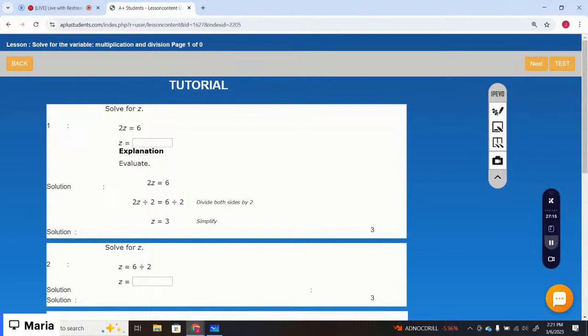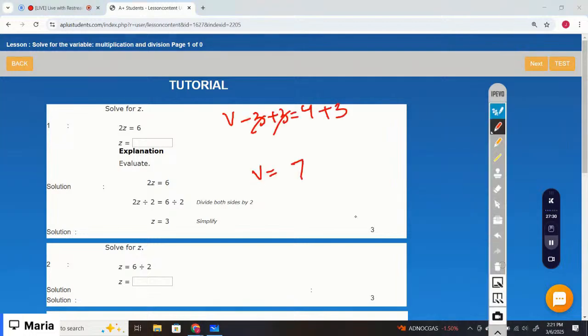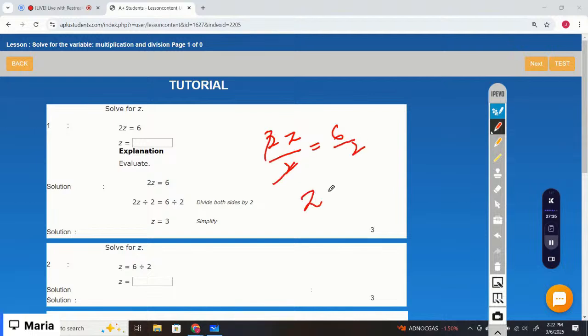Solve for z. That is 2z equals 6. Divide by 2, so z equals 6 divided by 2, which is 3. So that is z equals 3. You just have to do the inverse operation, right? Let's just start with the test questions.